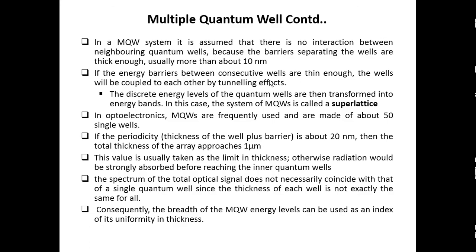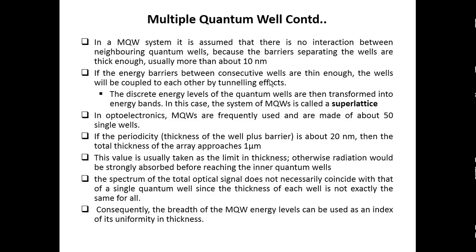Such energy bands, mini bands, cause the device to become a superlattice, a very peculiar device which has a separate band structure, or the band structure of such a device could be controlled. That is a superlattice. Okay, so the discrete energy levels of the quantum wells are transformed into energy bands when the barrier thickness between the consecutive quantum wells is very thin. Okay, so this particular phenomenon of superlattice could be used in optoelectronics.